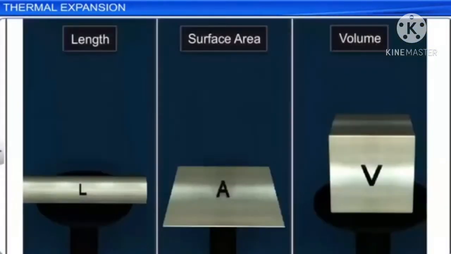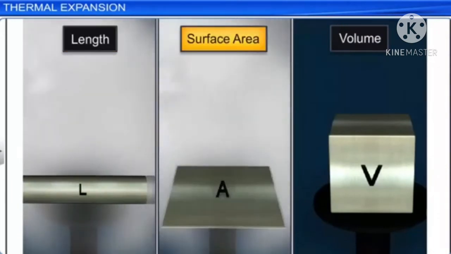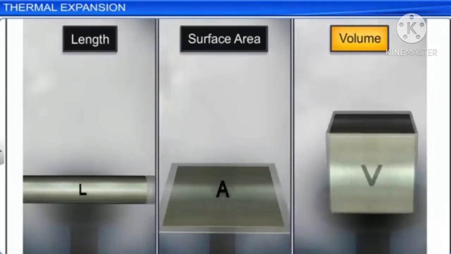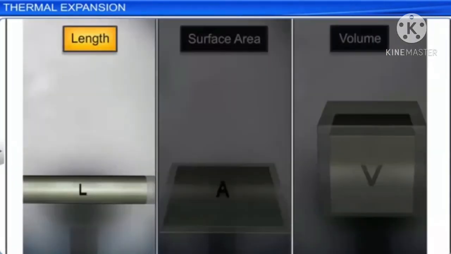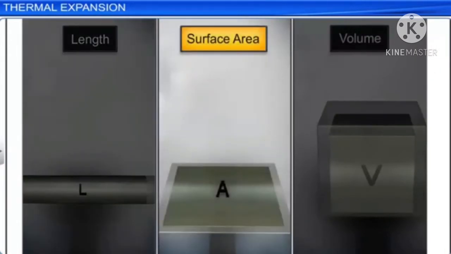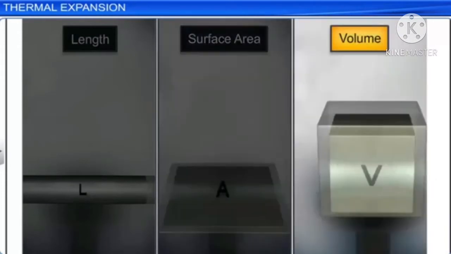When the temperature of any metallic body is increased, its length, surface area, and volume may increase. Expansion along length is defined as linear expansion. Expansion of the surface area of a solid is called areal expansion, and expansion of its volume is called volume expansion or cubical expansion.